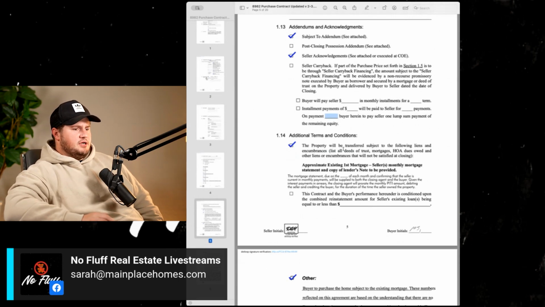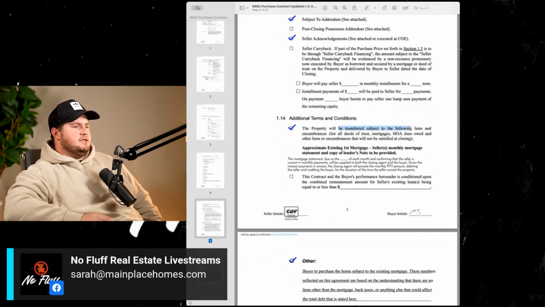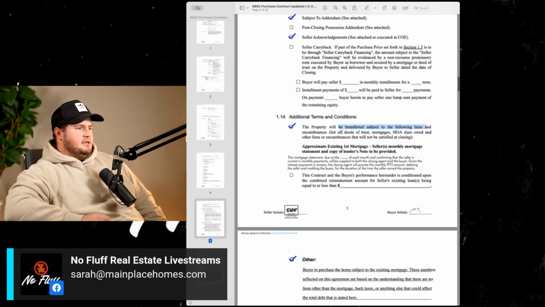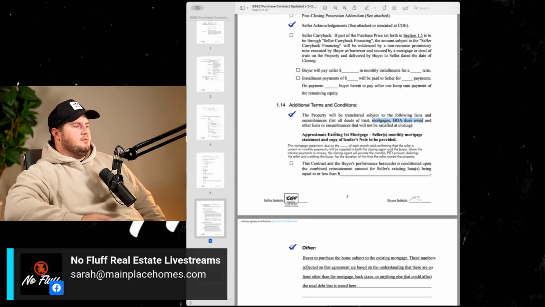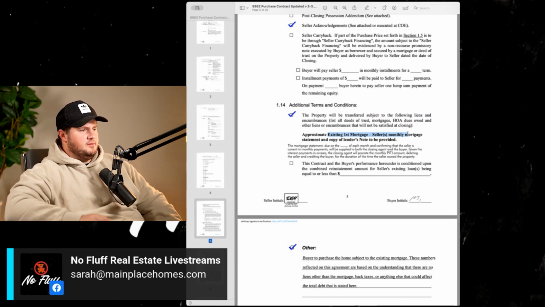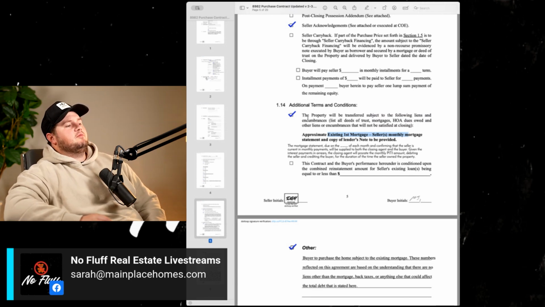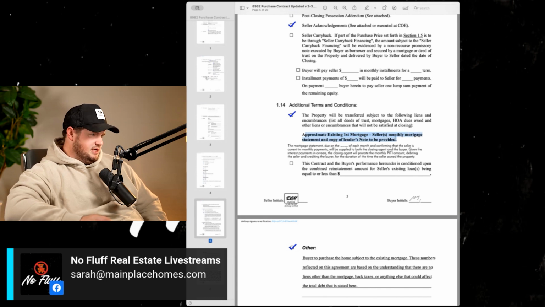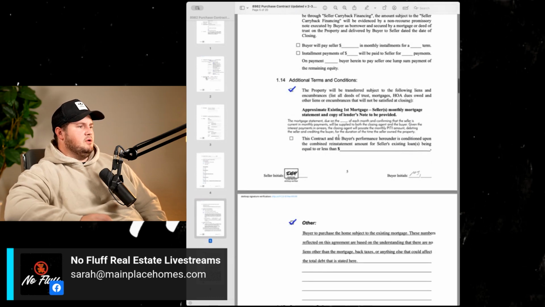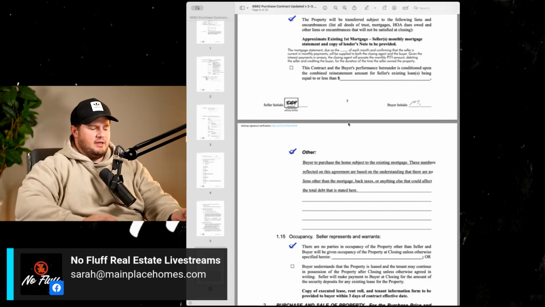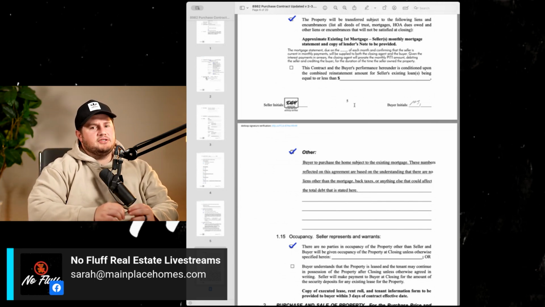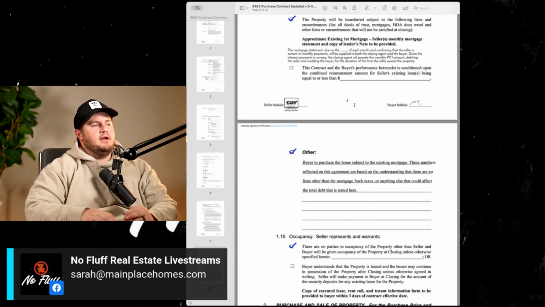Okay, any additional terms? The property will be transferred subject to the following liens and encumbrances. List all deeds of trust, mortgages, HOA dues owed, and other liens. So approximate existing first mortgage, seller's monthly mortgage statement, and copy of lender's note to be provided. We understand that this is what we're buying based on this, right? It will be transferred subject to the existing first mortgage. And then also the big piece, just like I told you guys on the last part of that contract, on the cash contract, page 3, where you write in additional terms on the creative contract.